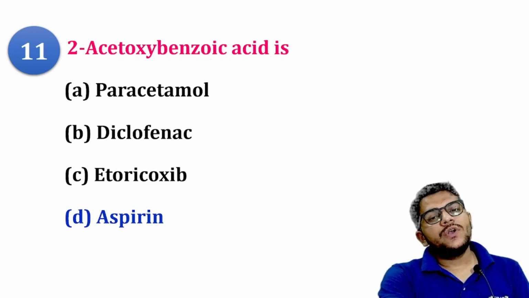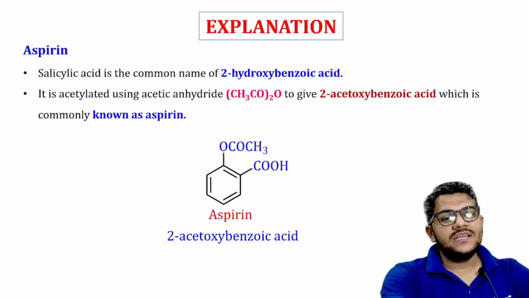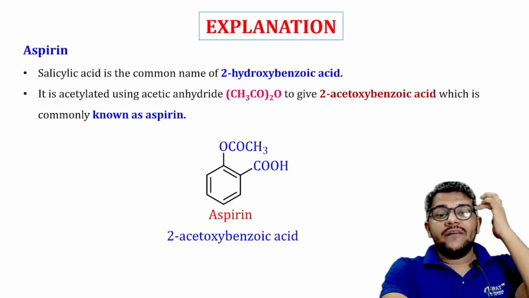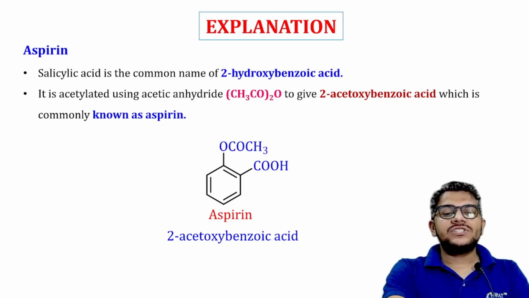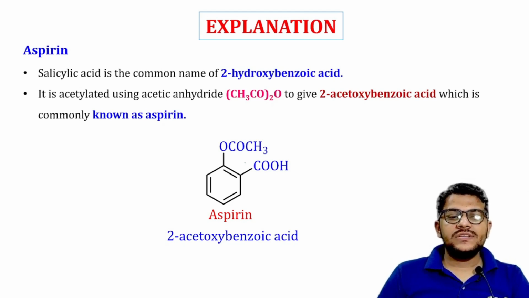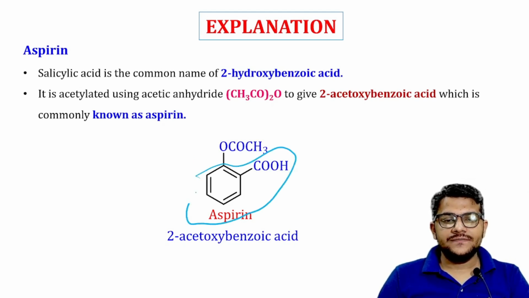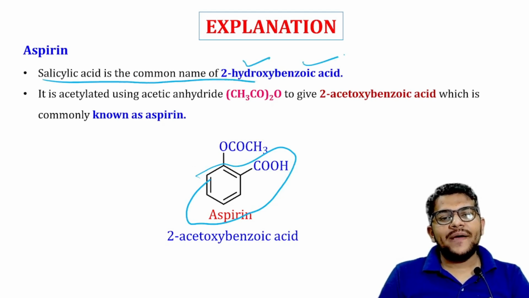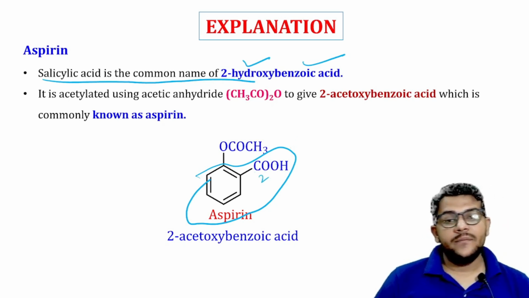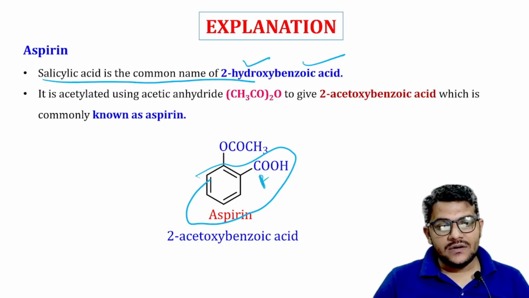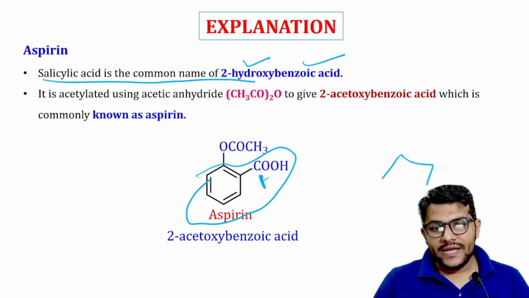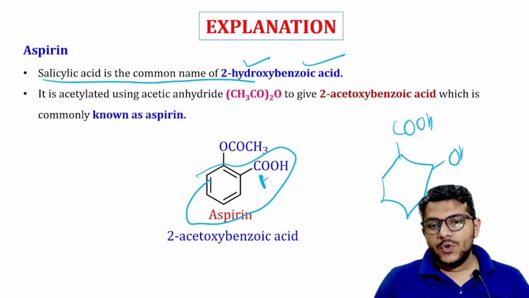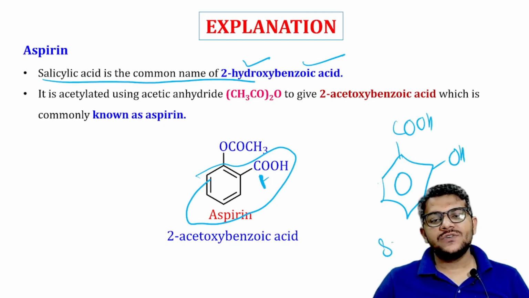So as I told you, it is a salicylic acid derivative. Salicylic acid is a benzene ring having a COOH group. So this is our salicylic acid. Salicylic acid is the common name of 2-hydroxy benzoic acid. 2-hydroxy means there is a hydroxyl group at position two. Like I am just making the structure of salicylic acid: 2-hydroxy benzoic acid, this is your salicylic acid.